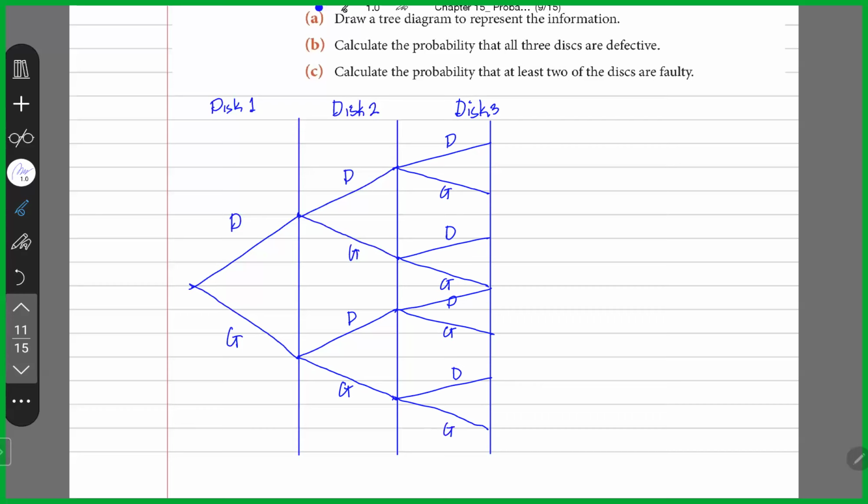So this is my tree diagram. This is D, D, D. This is D, D, G. This is D, G, D. This is D, G, G. Then immediately you have what? G, D, D. You have G, D, G, G, G, D, and G, G, G.